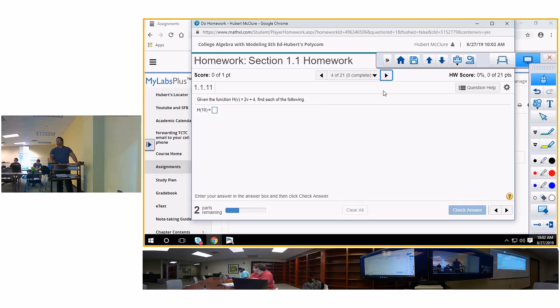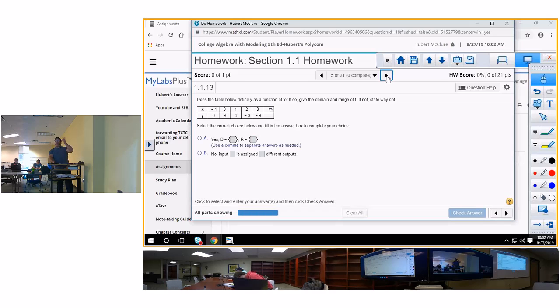All right, so let's do a test question. I'm going to go through the homework and pull up some test questions. Here's one. Does the table below define a function? Well, -1. I don't see anywhere where there's a double y, do you? So it looks like it's okay.